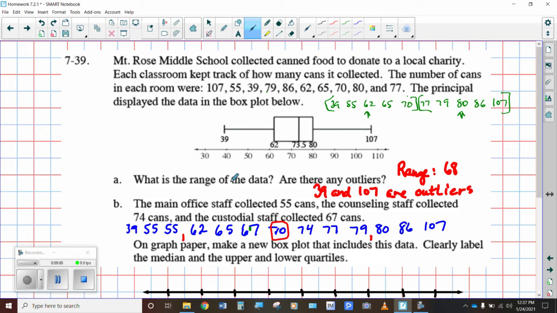All right, so what is the range of the data? Well, 107 minus 39 is 68. And are there any outliers?